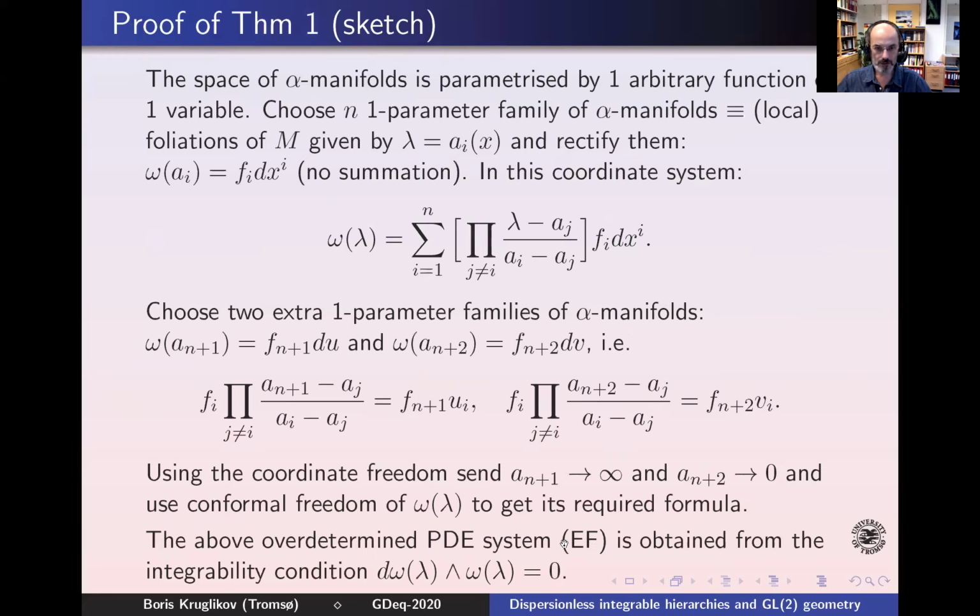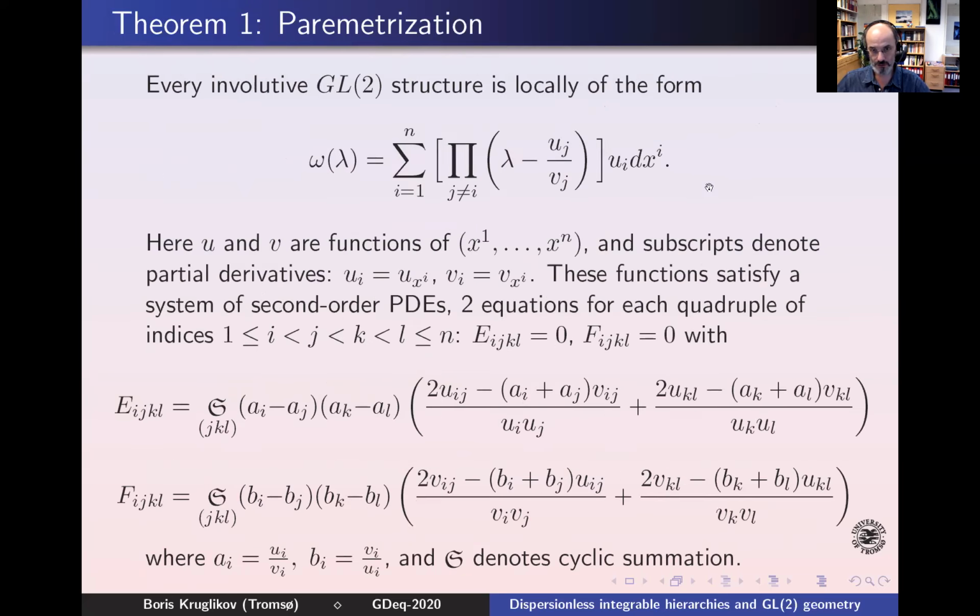Okay, so now that's just parameterization of GL2 structures which possess n plus 2 foliations, right? So it's not yet involutive. So we have to check the involutivity condition. So now we take this formula which we obtained, this one, and we check the involutivity conditions.